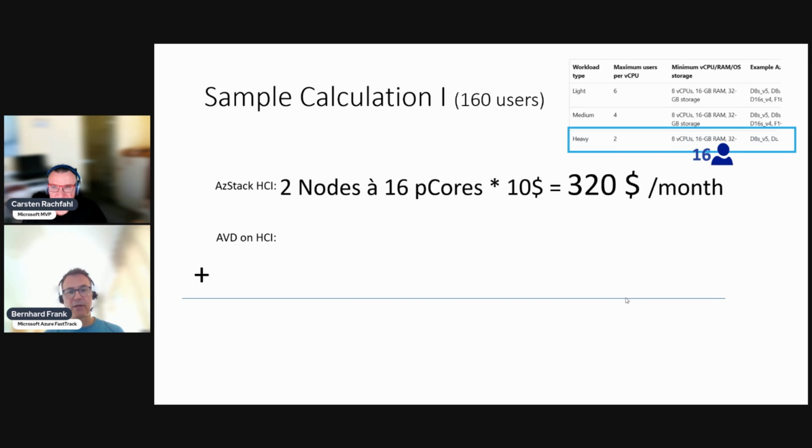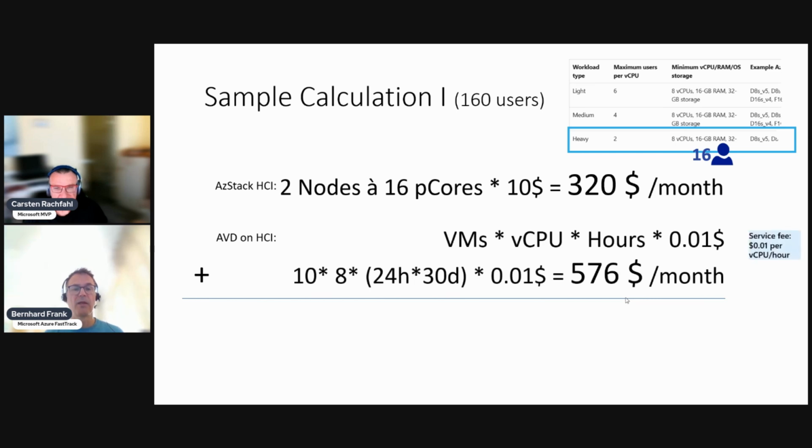Then obviously we have the hardware itself. I think we're talking about one node of your system that has 16 cores, an AMD single processor machine with 16 cores. Let's assume that we are serving these 160 users from one cluster, and one cluster is made out of 2 nodes, with 16 physical cores each. That means, from a cost perspective, we need to pay $320 per month, just for the HCI OS.